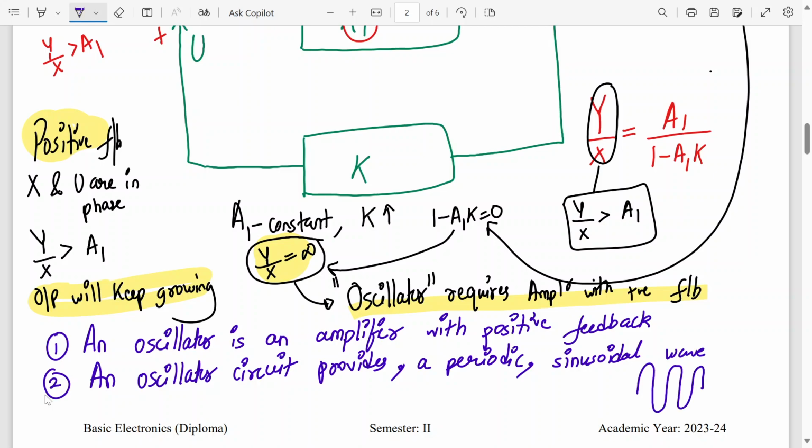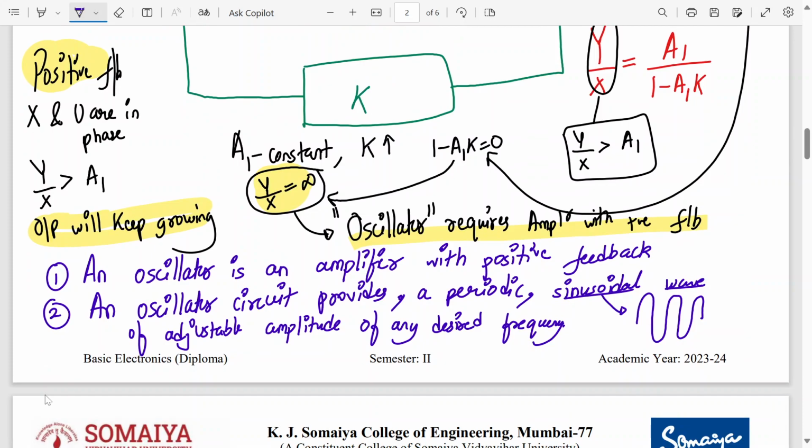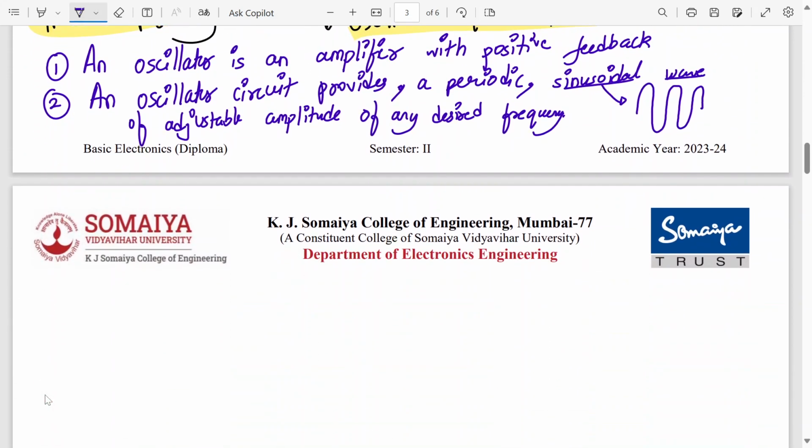This is a sinusoidal wave. Have you seen it before? Yes, this is a sine wave. An oscillator circuit provides a periodic sinusoidal wave of adjustable amplitude of any desired frequency. Okay, that's the definition of an oscillator. An oscillator circuit provides a periodic wave. What do you mean by periodic? Does anyone know what periodic is?